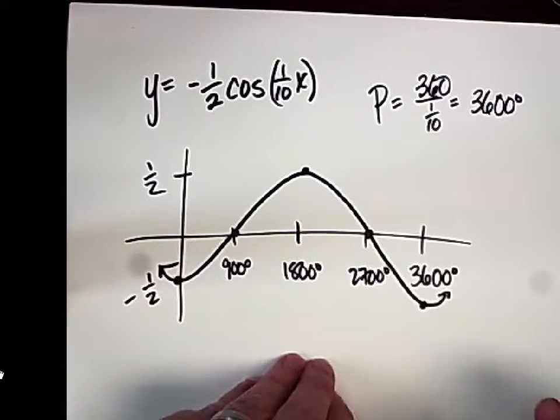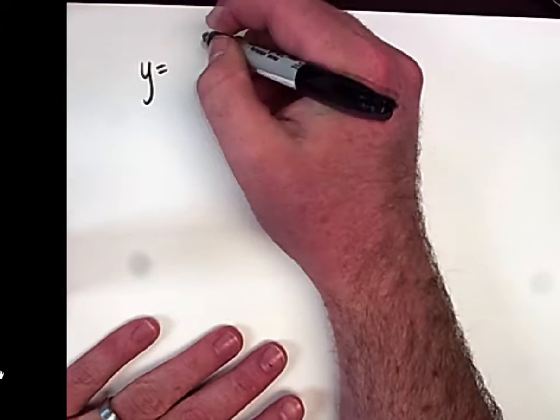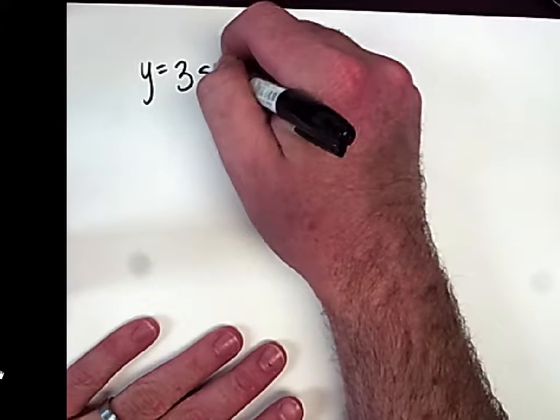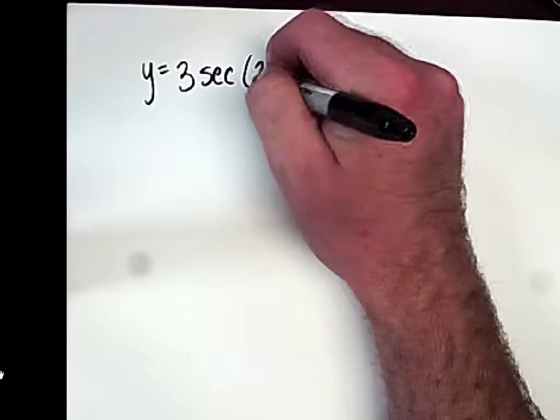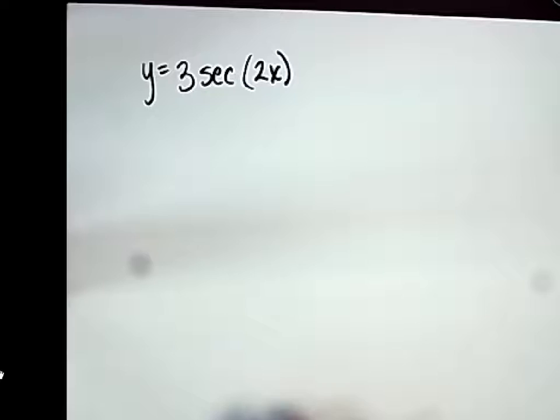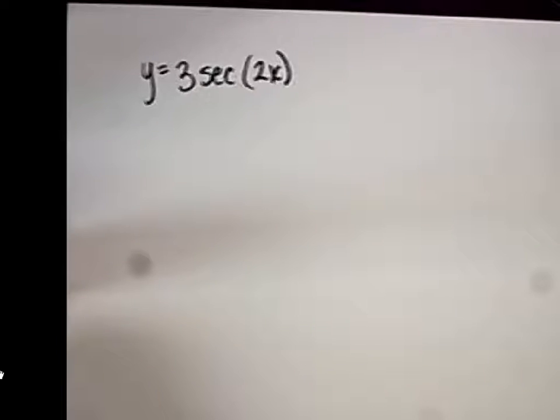Now, there is one thing. So what if I ask you to do y equals 3 secant of 2x? Okay, so secant. Now, secant is the inverse of cosine. Or, I'm sorry, the reciprocal of cosine. The inverse of cosine is inverse cosine. But secant is the reciprocal. Now, reciprocal means 1 over, right? So let's think about this.